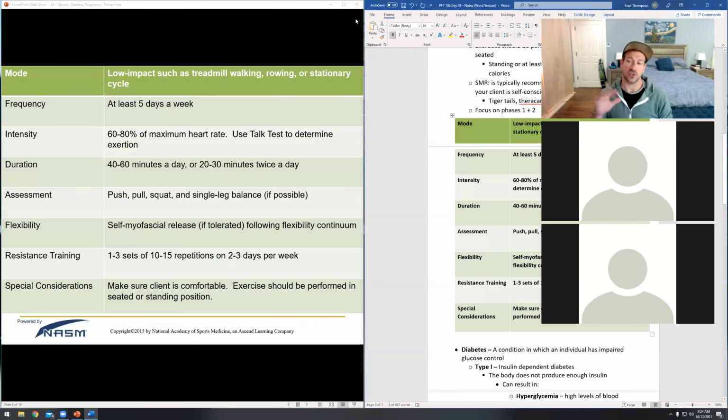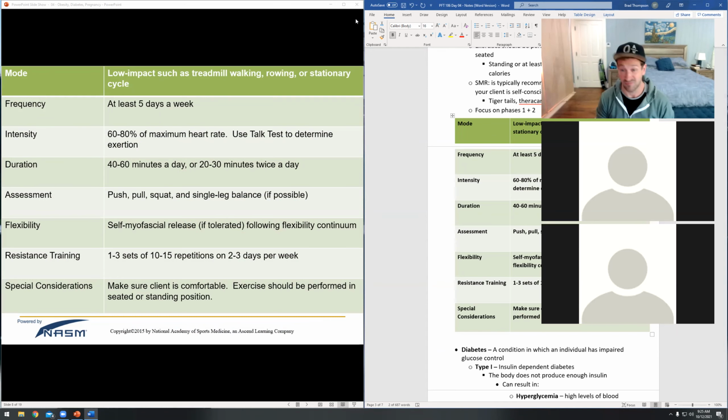That's the version of the talk test I like. I like the 3 method version. They can hold a conversation, but there's a little bit of breath behind their talk. They're speaking in broken 1 to 2 sentences at a time before needing to take a pause and a little bit of a breath.